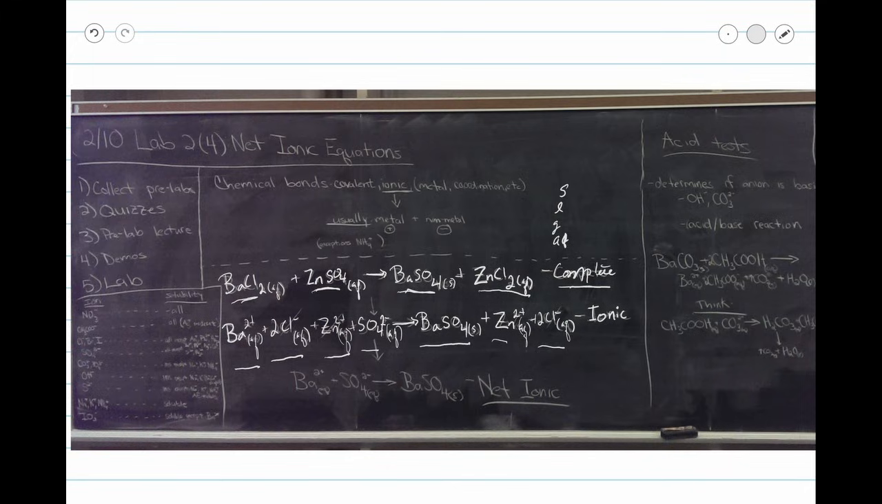So if we eliminate the spectator ions, which are the zinc and the chloride, then we get just Ba2+ aqueous plus SO4 2- aqueous goes to BaSO4 solid. And this is our net ionic equation.